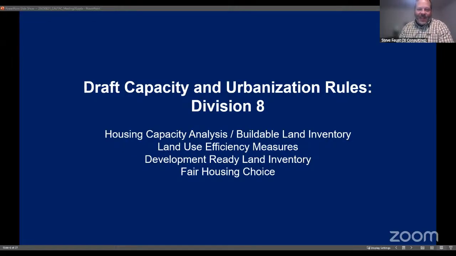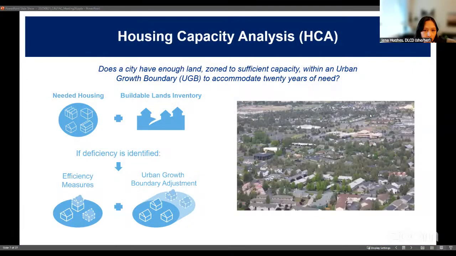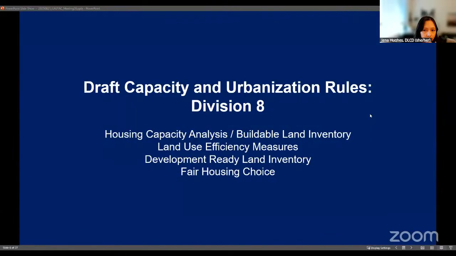So, Jenna? Yeah, thanks, Steve. So Maddie and I will walk through some of the key draft rule amendments included as part of your CalTAC packet in Division 8. And we've talked about all of these topics before, but the conversation we hope to have today is focused on thinking about Division 8 holistically and how each piece fits into the larger Goal 10 framework.